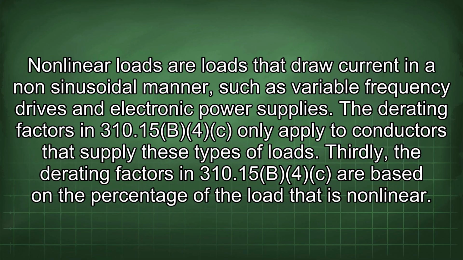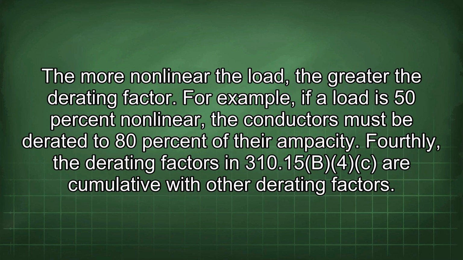Thirdly, the derating factors in 310.15(B) are based on the percentage of the load that is nonlinear. The more nonlinear the load, the greater the derating factor. For example, if a load is 50% nonlinear, the conductors must be derated to 80% of their ampacity.